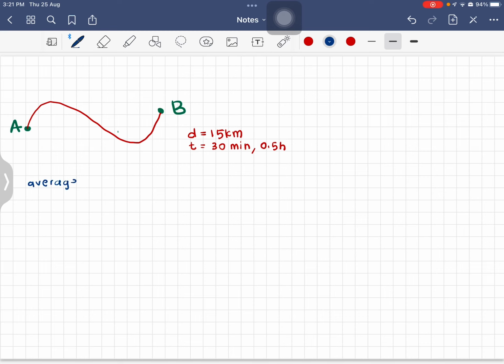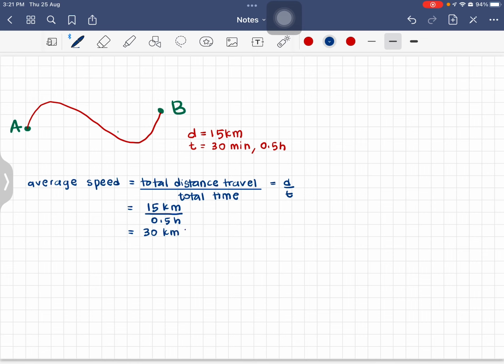Okay. Average speed by definition dia adalah sama dengan total distance ataupun actual path, total distance travel, actual path bahagi dengan time, total time. So dekat sini awak dah bergerak sejauh 15 km dalam masa 30 minit ataupun 0.5 hours. So we can say that your average speed is 30 km per hour.